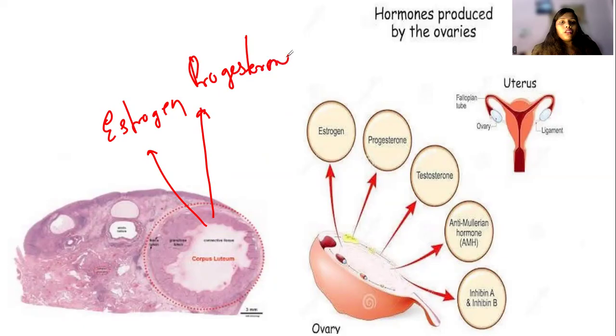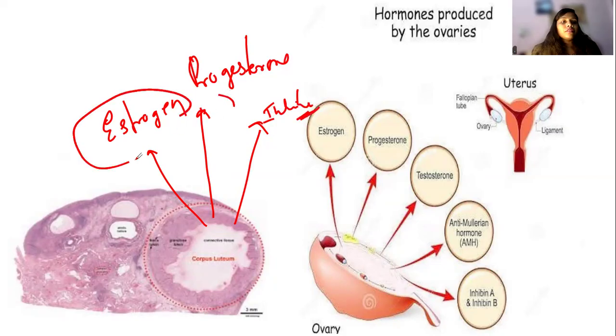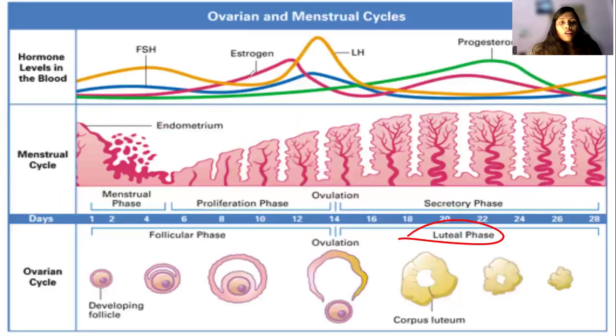And the number three is inhibin. Now, the estrogen adds on for the growth of the endometrium and promoting the work of the progesterone. Let's go back and talk about this.